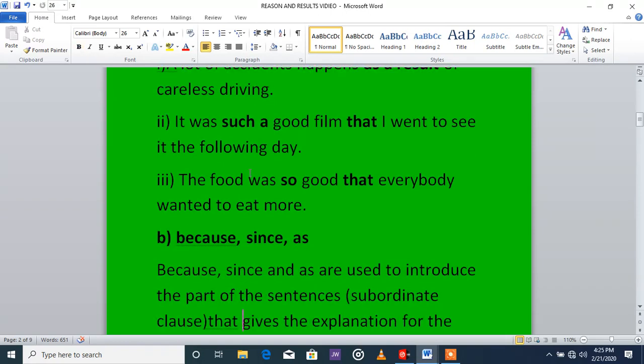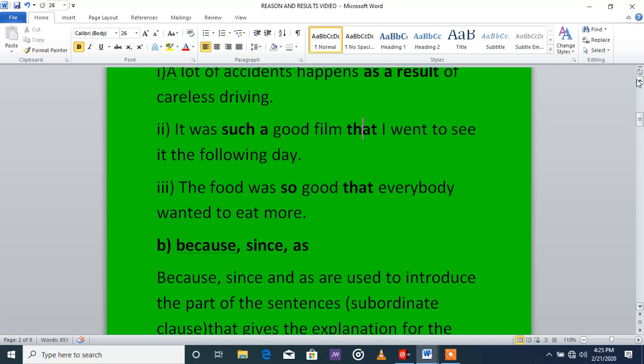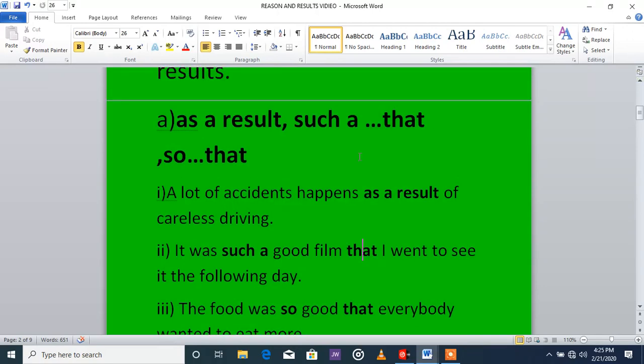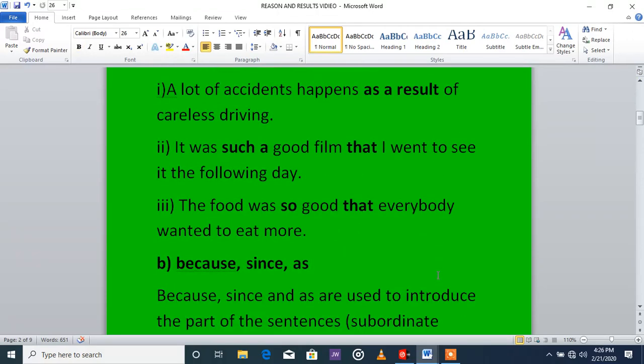Then the other one: let's say I will use such a that. It was such a good film that I went to see it the following day. Look at such a, and in the space where we had put dots, we have put something, and then that comes there. So let me show you how it was in the first place: such a, then good film, that I went to see it the following day. So that's how we use that word.